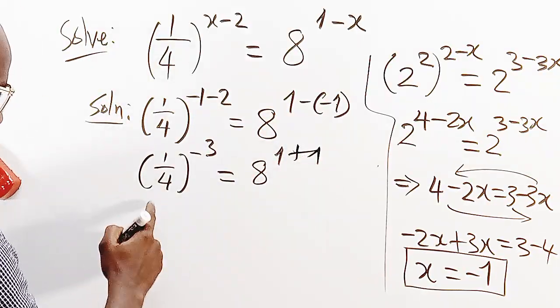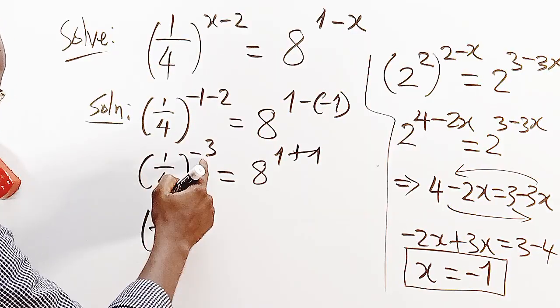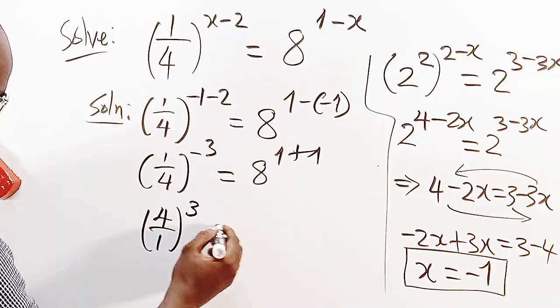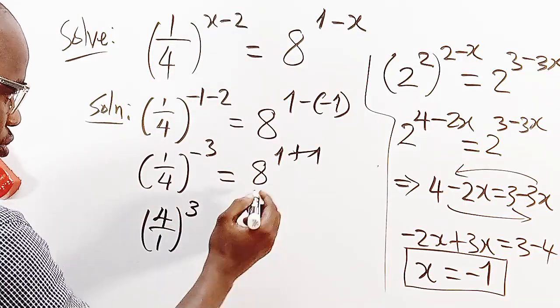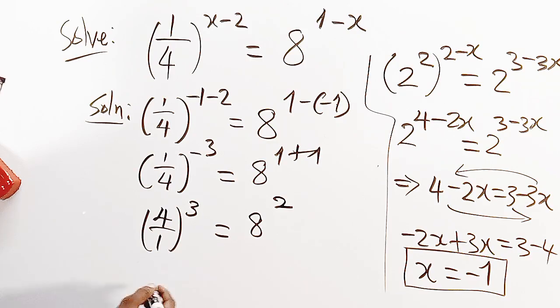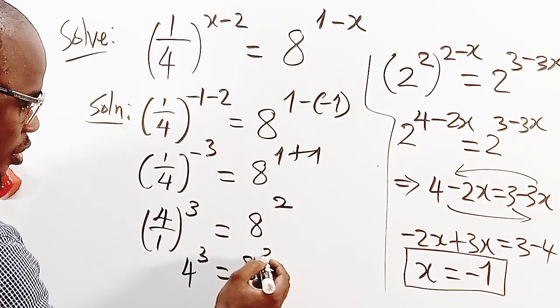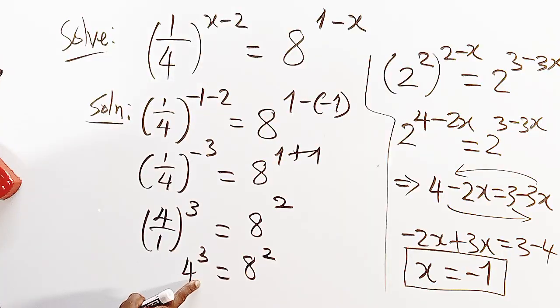Understand? From there, we're going to have 4 over 1, then this negative sign we change. You have 8 to the power of 1 plus 1, we have 2. So 4 over 1 is the same thing as 4. We have 4 to the power of 3 equal to 8 to the power of 2. Now 4 to the power of 3 is the same thing as 64.